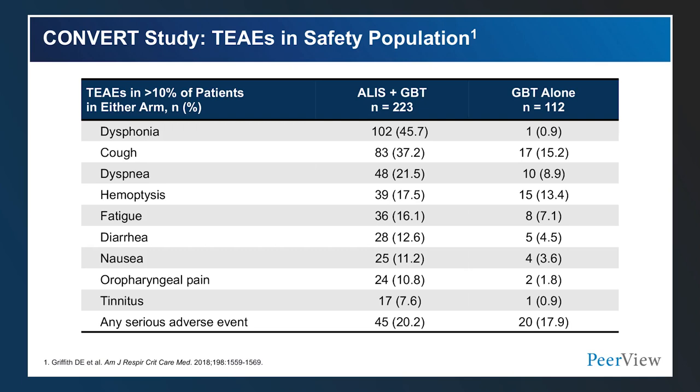Now, the next thing I wanted to review was the adverse side effects that they saw in this study. And as you can see, the TEAEs in greater than 10% of patients in either arm is over in the left-sided column. And then next you see a column of ALIS plus guideline-based therapy, and then the final column on the right, those patients with guideline-based therapy alone. Now, the most common side effect experienced by patients in the trial with the ALIS group included dysphonia, and you can see that that was roughly 46% of patients versus roughly 1% in guideline-based therapy alone.